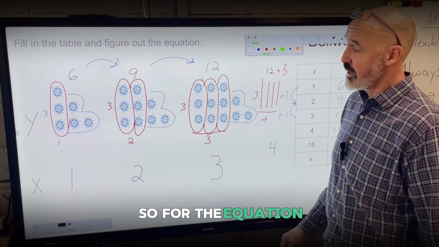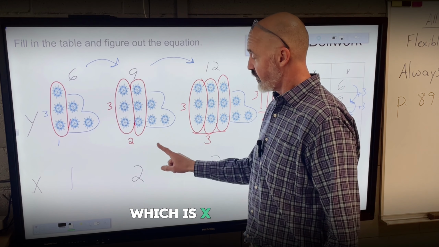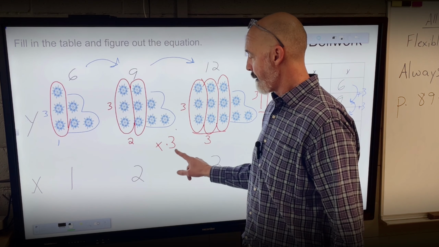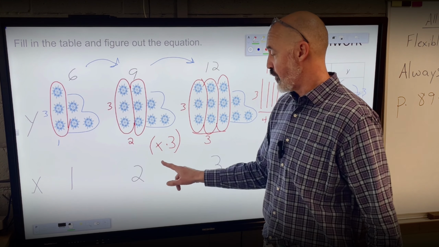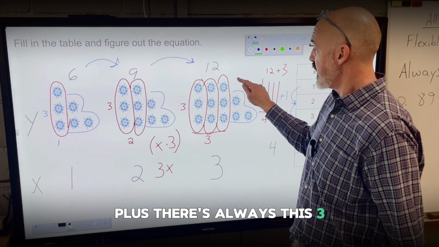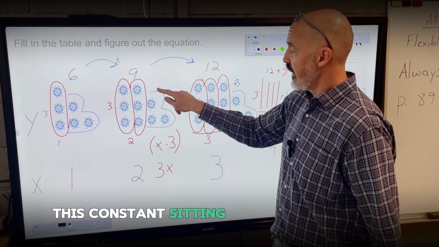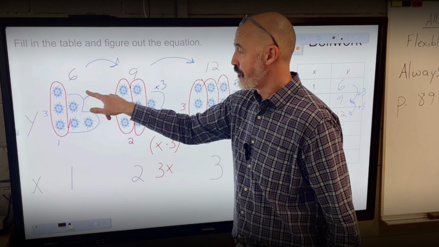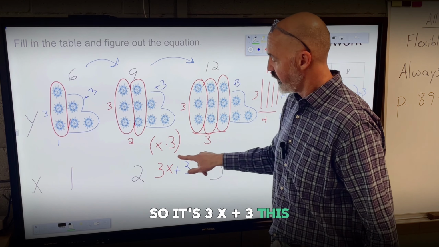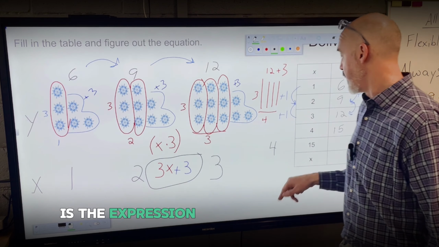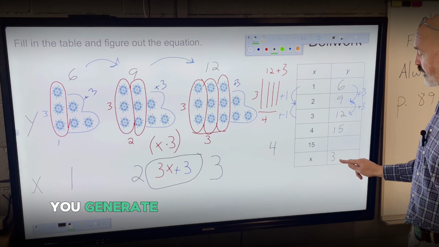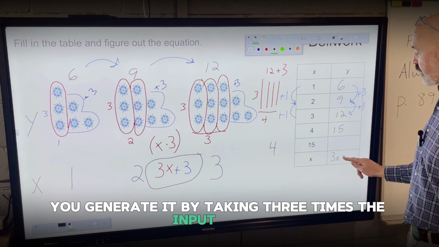So for the equation, it's going to be the iteration number, which is x, so I'm going to write it right here, times 3. And your students might write it this way, but encourage them to see it as 3x. Plus, there's always this 3, this constant, sitting there as a triangle. So it's 3x plus 3. This is the expression that would go in here. In terms of the output, you generate it by taking 3 times the input plus 3.